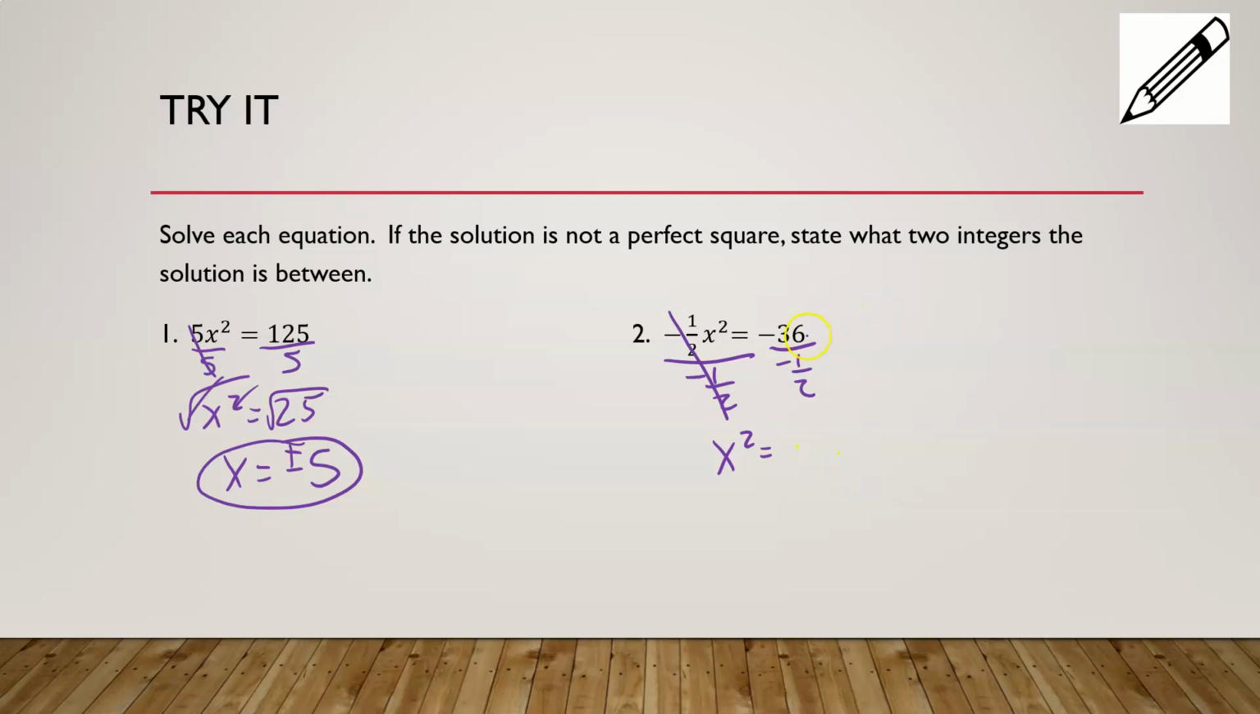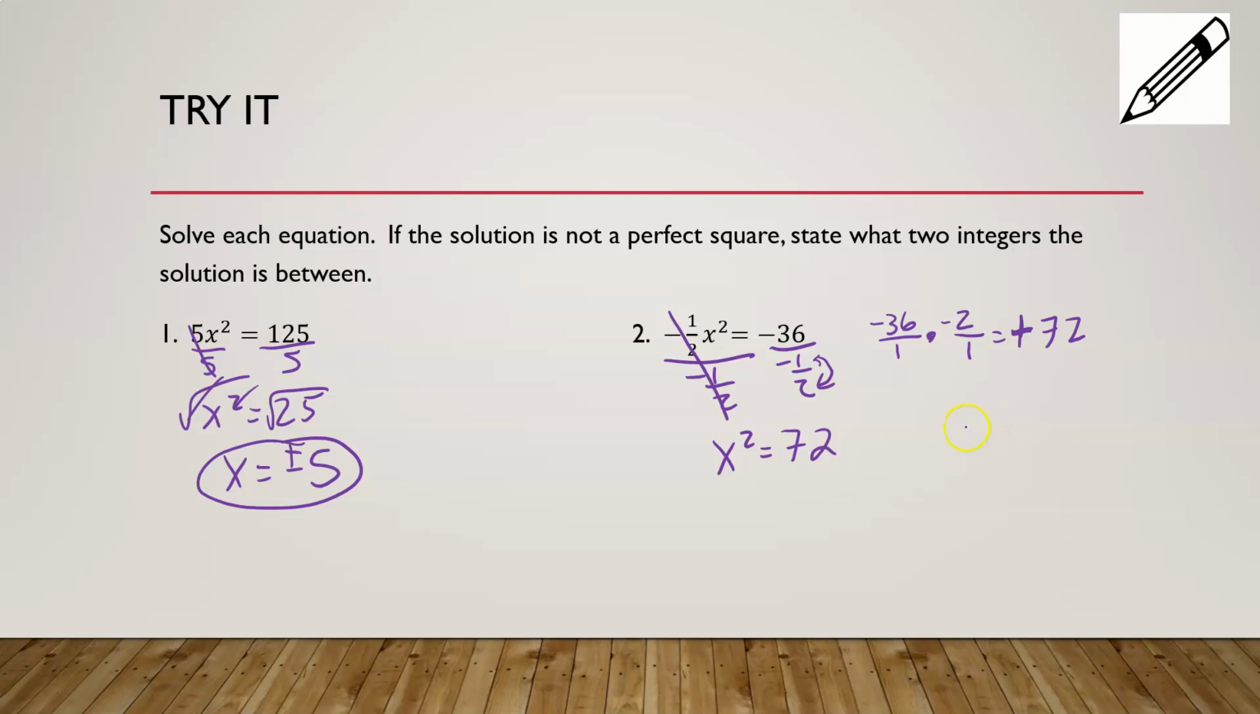Okay? Otherwise, if we have something divided by a fraction, it's good review. Negative 36 is like negative 36 over 1. Remember, when we divide by fractions, it's the same as multiplying by the reciprocal of the bottom. So negative 36 divided by negative 1/2 is positive, because a negative times a negative is positive, 72. So we end up with x squared equals positive 72.